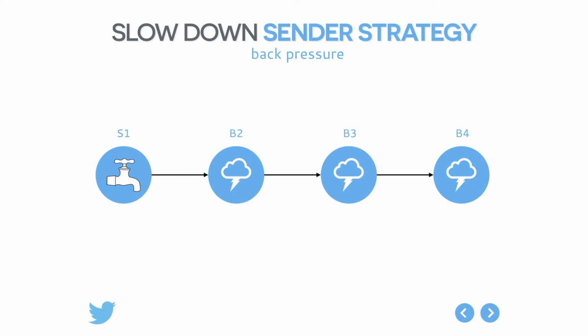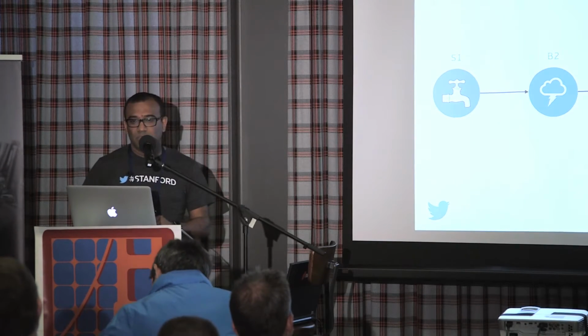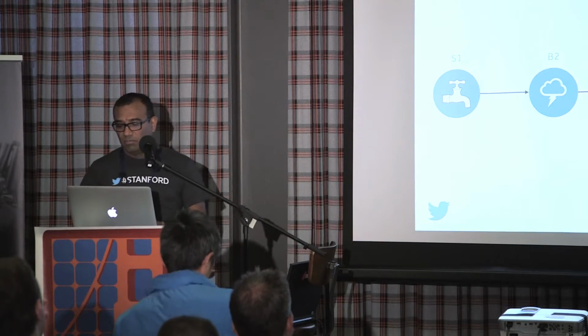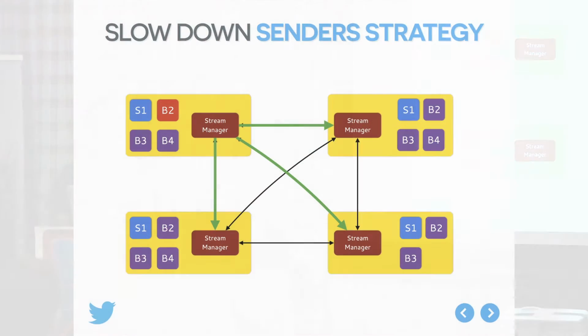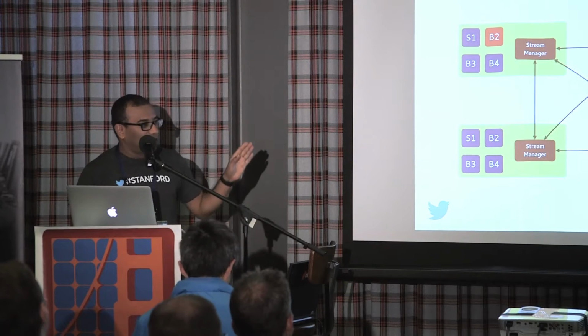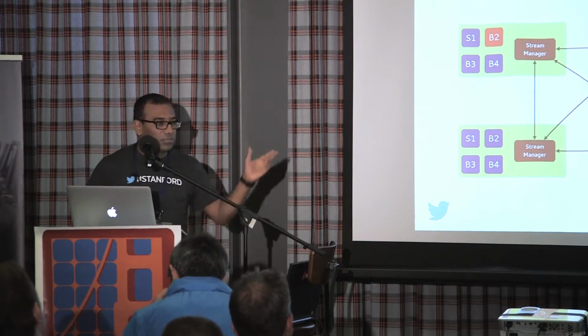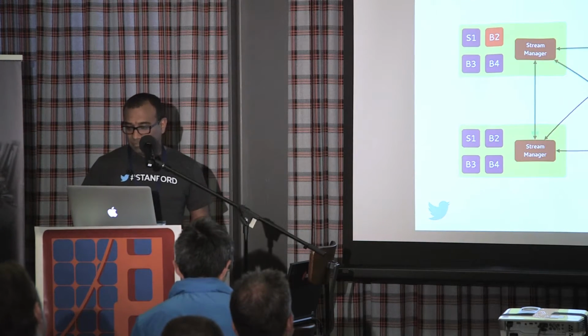So if you delve more into the strategy, let us take a simple linear topology which has a single spout, which in turn goes into a bolt B2, and that in turn feeds into a bolt B3 and another bolt called bolt B4. As I said, there are 4 containers that are running these spouts and bolts, and you have these stream managers running in those containers, and they are the ones providing the data path for exchanging data.